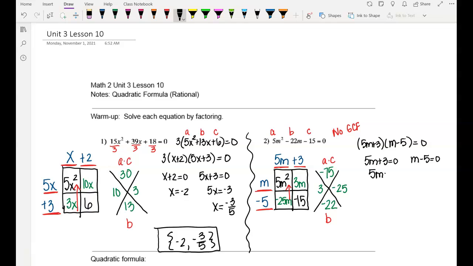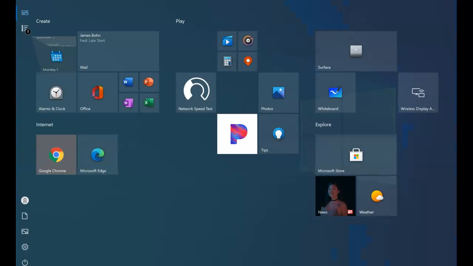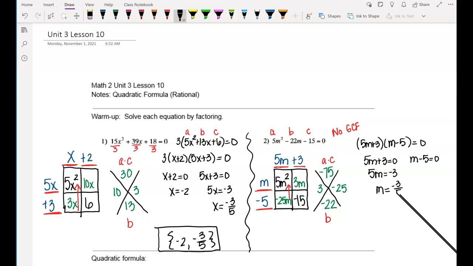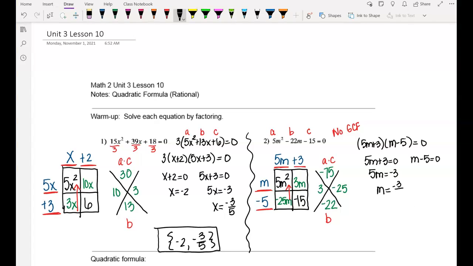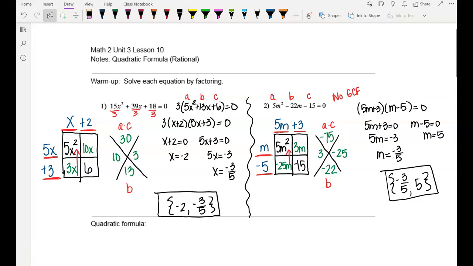So 5m equals negative 3. m equals negative 3/5. And m equals 5. So there's my solution set, negative 3/5 and positive 5, the 2 points where that function will cross the x-axis.